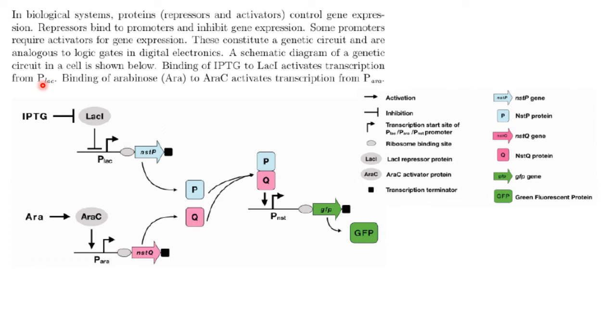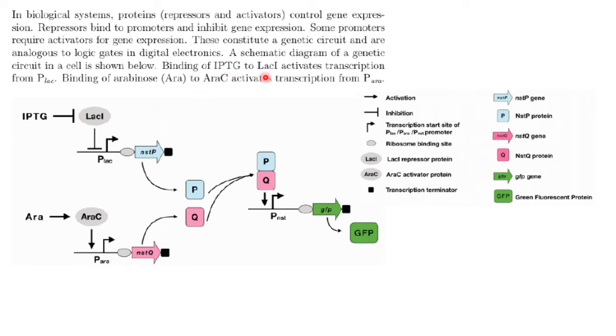A schematic diagram of a genetic circuit in a cell is shown below. Binding of IPTG to LAC-I activates transcription from PLAC. Binding of arabinose to ARA C activates transcription from P ARA. So what they have here, I couldn't put all the options here, so I have put them in the next slide. But I will explain what's going on over here.